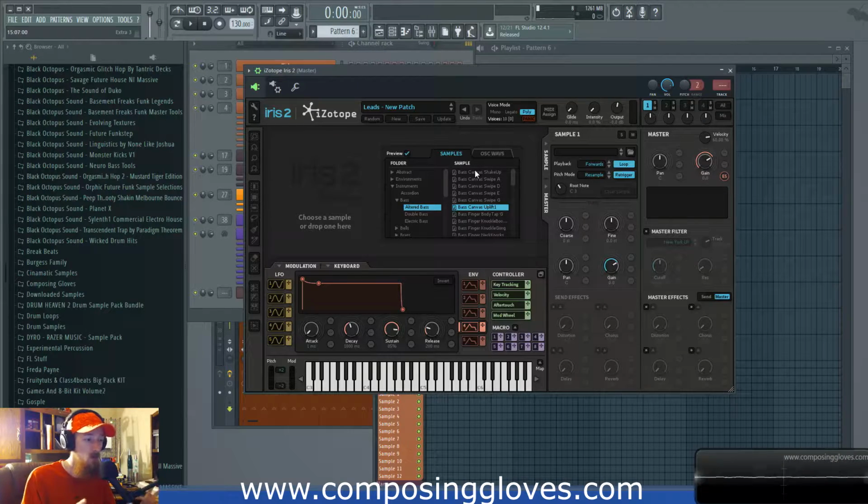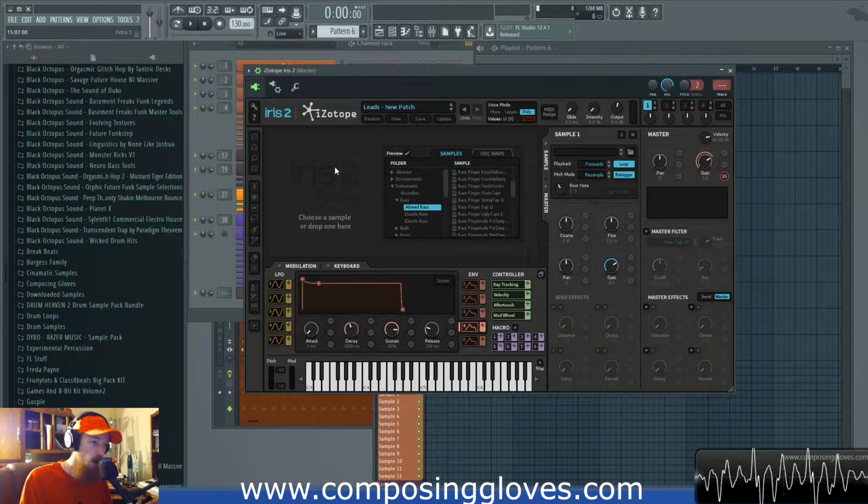Iris 2 is a spectral synthesis engine. I could see myself using this not for synthesis, but for sample processing in a very unusual way. Let me give you an example of what I mean. We're going to be talking about all this stuff in detail later, but just to give you a rundown of why Iris 2 is cool, because it gets criticized for a lot of stuff it doesn't do great, but what it was designed to do, it does pretty well.